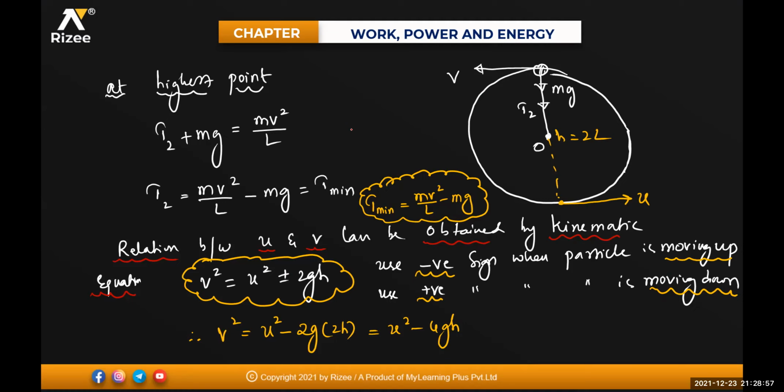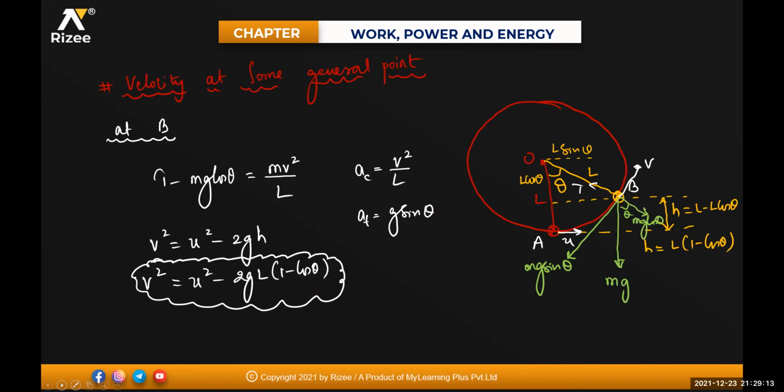So here, when I'm going from point A to point B, the height to which it is being raised is how much for me? 2L. So v square is equal to u square minus 2g into h, where h is 2L. That is the reason we are getting u square minus 4gL. Done. Next one.